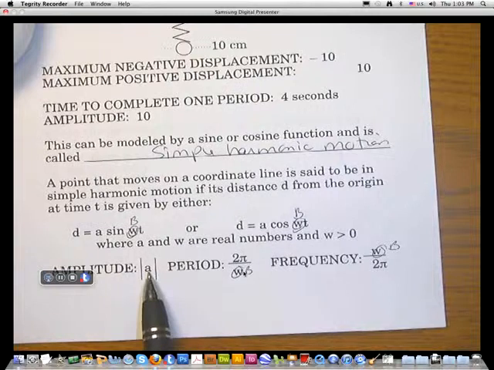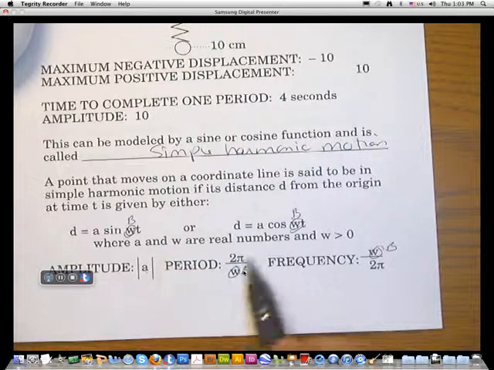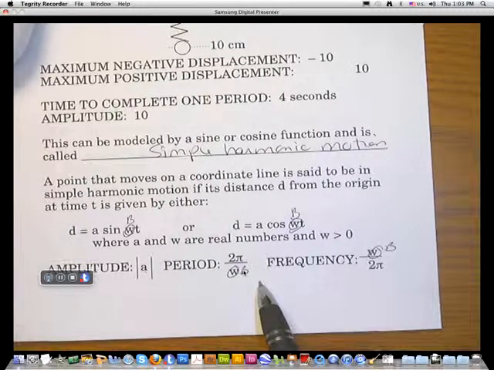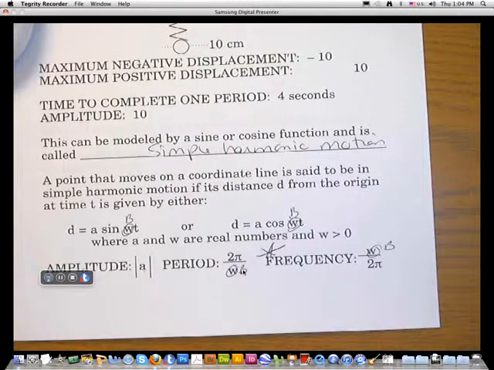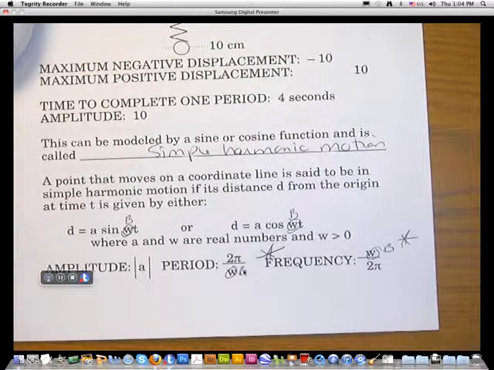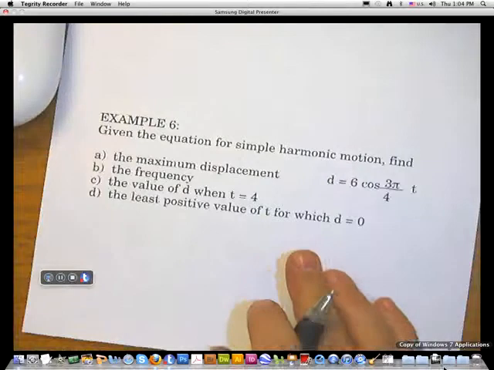Amplitude is still the same. How high and low does it go? And it's always positive. The period is 2 pi divided by the B. Frequency, that one is new. B divided by 2 pi. So that's the only kind of new thing that you have here. So let's apply it to an example.